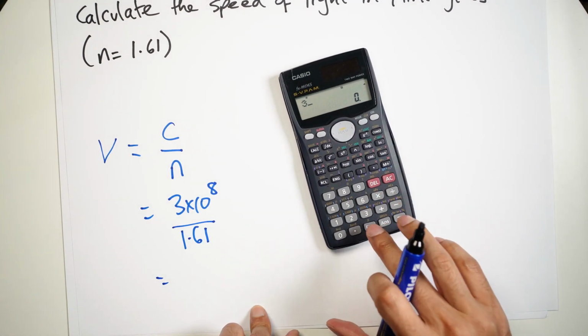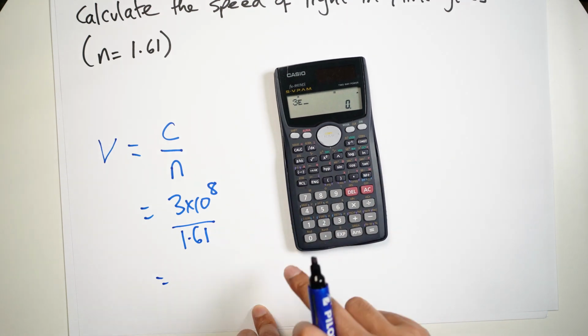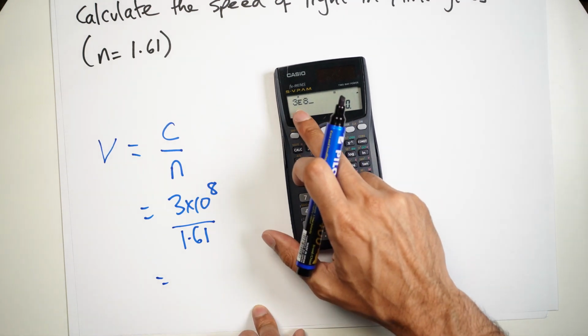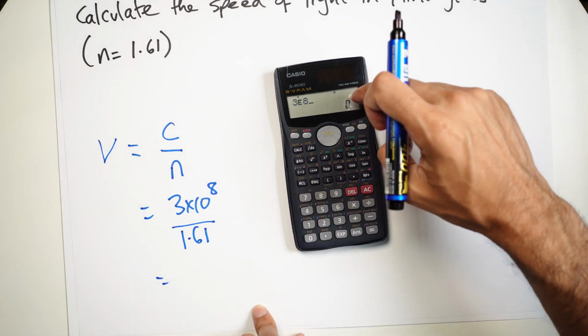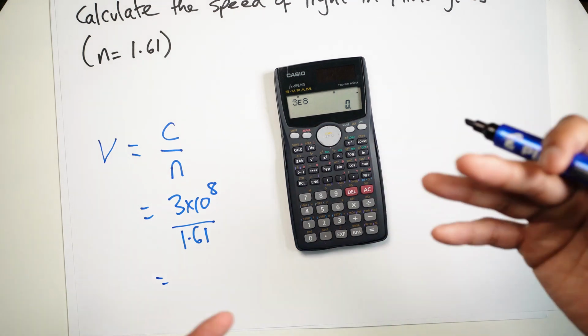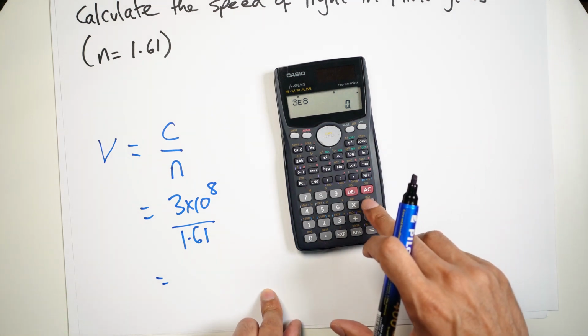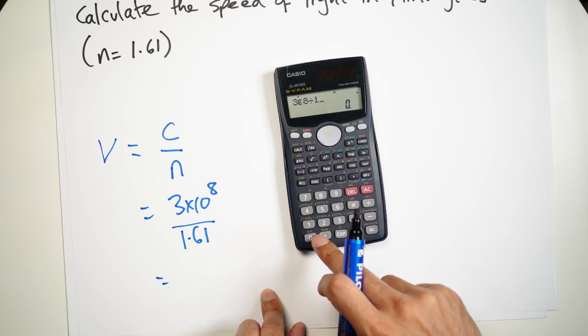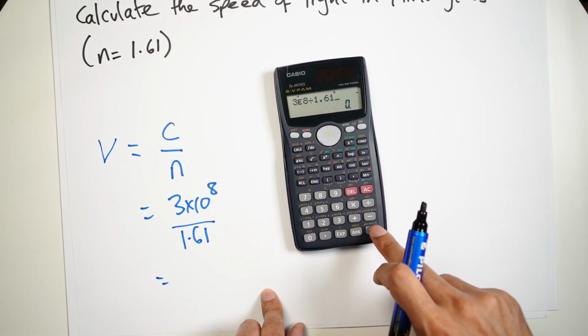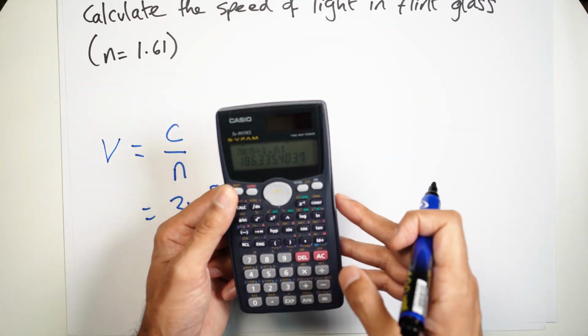So 3. And on this calculator, you use this exponent thing, and you just do like that. That means 3 times 10 to the 8 on this particular calculator. So if you're using a different make, it might be a little bit different. Bear that in mind. So 3 times 10 to the power of 8 divided by 1.61 equals, and it's given you all of this. Oh my God, look at that.